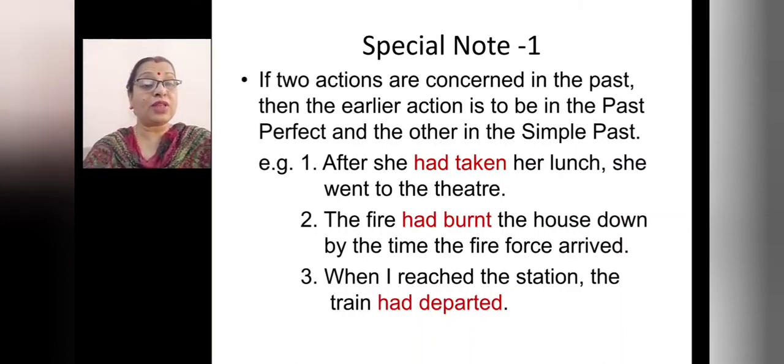Taking lunch. So that will be in the past perfect. And then the next action will be in the simple past. See the other examples. The fire had burnt the house down by the time the fire force arrived. When I reached the station, the train had departed. So had departed, the action was done before. So that has to be written in the past perfect. And so the next action, reached, is written in the simple past.